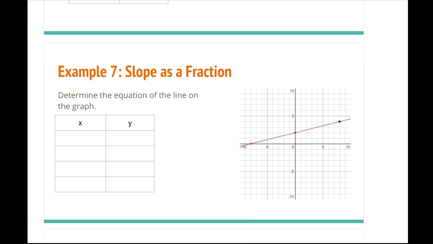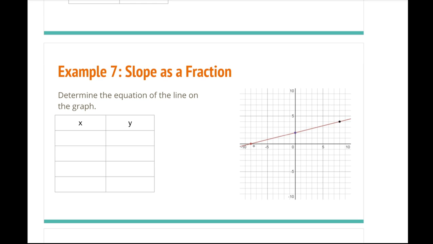We look at another example. So now we have a graph of our pattern, or of our relationship. We're going to go through and do the same thing: plot your points, or we have our points, and put the values into a table.